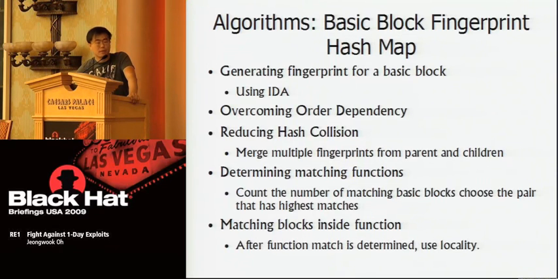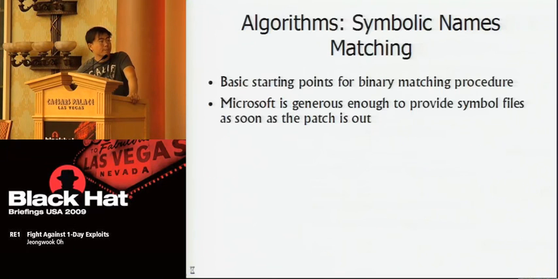And to determine matching functions, we just count the number of matches that each function has, and we choose the function match that has the highest number of matching basic blocks. It's a very simple algorithm. And we are also using symbolic name matching, of course. It's a very effective way, especially for Microsoft patches, because they release symbol files as soon as they release patches. So when you download the patches, you already have the symbols on the symbol server.